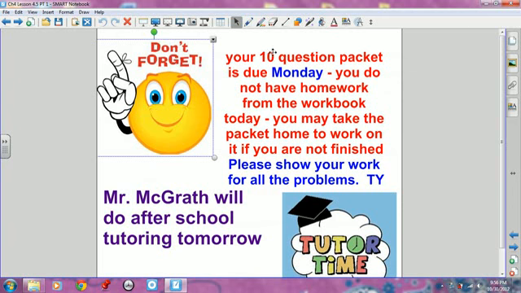Don't forget, your 10-question packet is due on Monday. You do not have any homework from the workbook tonight. Take your packet home. Continue to work on it if you have not finished it.